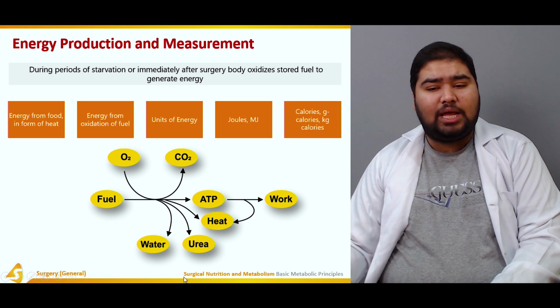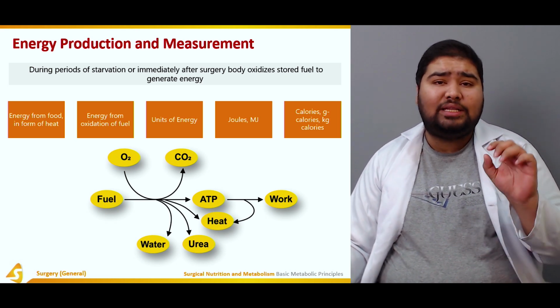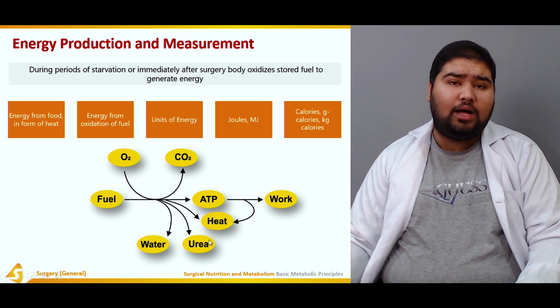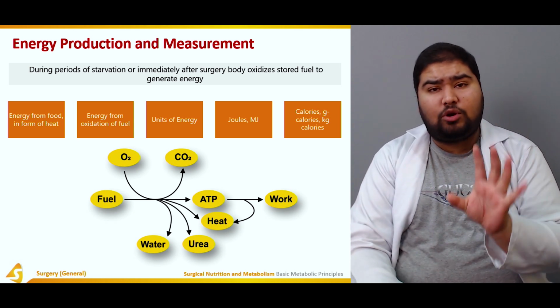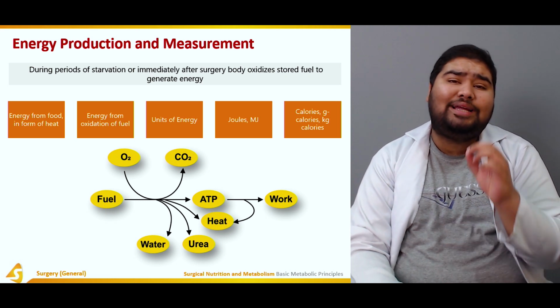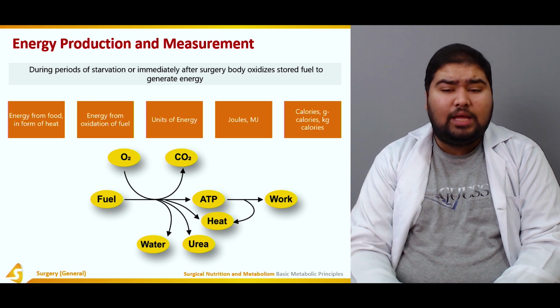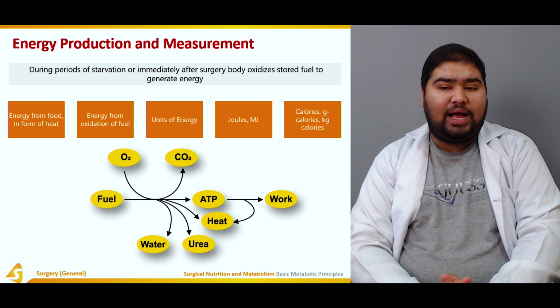At the same time, if a nitrogenous fuel was used, that is, if proteins are used, proteins also produce urea as a byproduct. So proteins produce nitrogenous compounds as byproducts, which are converted to urea and are excreted in the urine from the body, and water is produced as a byproduct of this reaction.